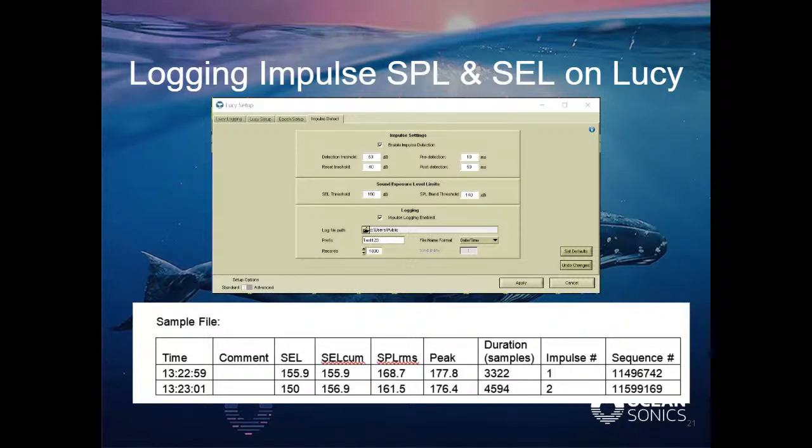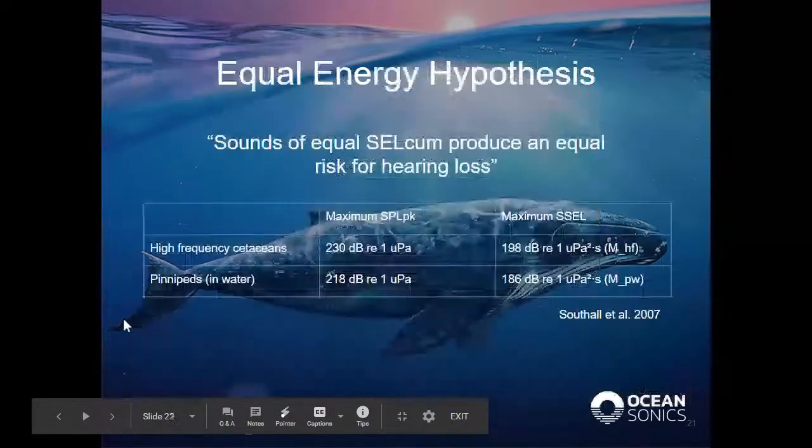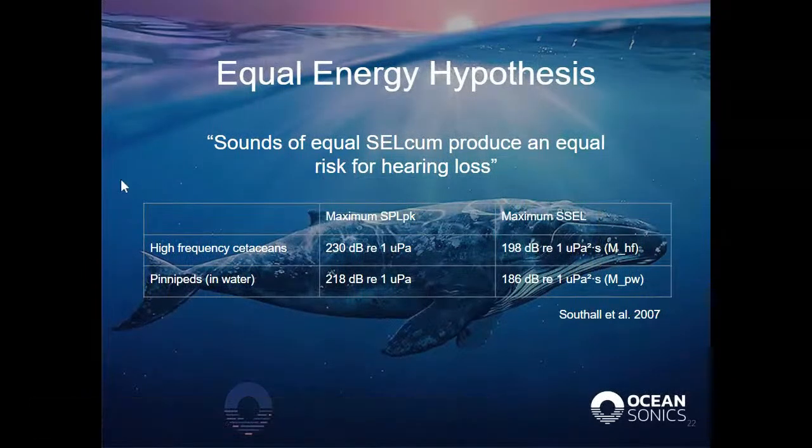And it will also give you all of the data for the 1/3 octaves. So it will also show you the sound pressure levels in each band as well. That would be to the right of this in the file. So it's super useful that Lucy not only calculates these measurements, but it will detect the pulses for you. And so here's a connection between SEL cumulative and the impact on marine mammals.